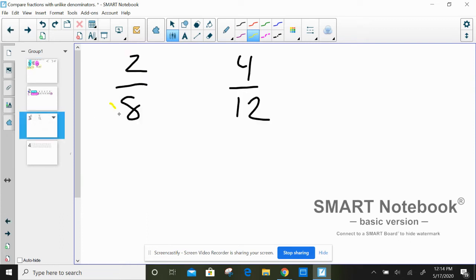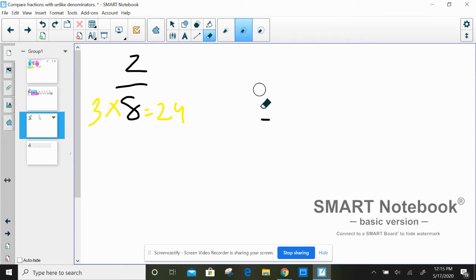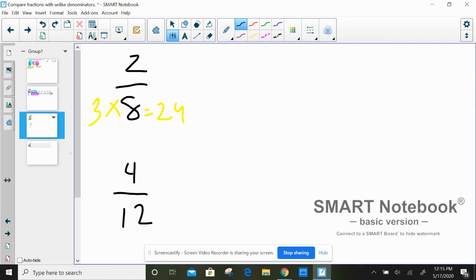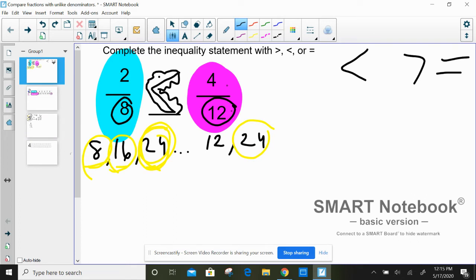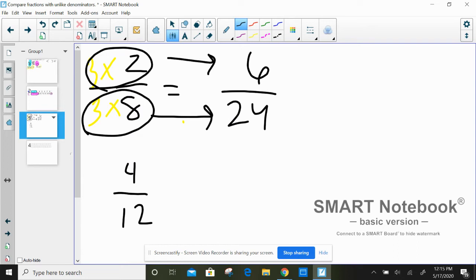So if I multiply the bottom by 3 to make this 24, I need to do the same thing with the top, right? We'll actually move this over to the side for us. We have a little space here. Okay, so I'm multiplying the bottom by 3. I've got to multiply the top by 3. So now I know 8 times 3 is 24. Okay, and then 2 times 3 is 6. So now, instead of having 2 8ths, I'm going to cross it off and I'm going to make it 6 24ths.